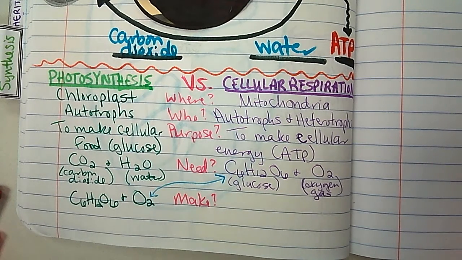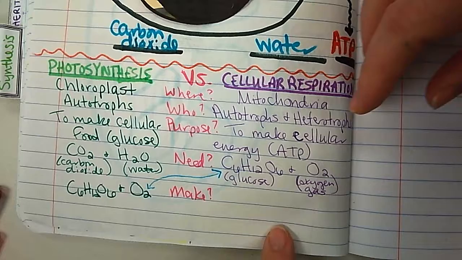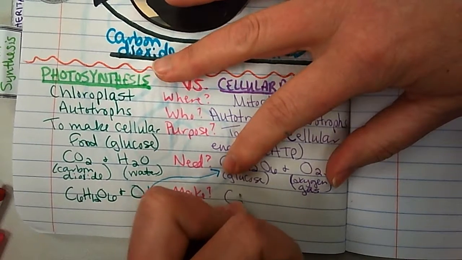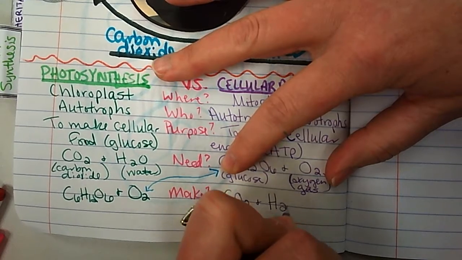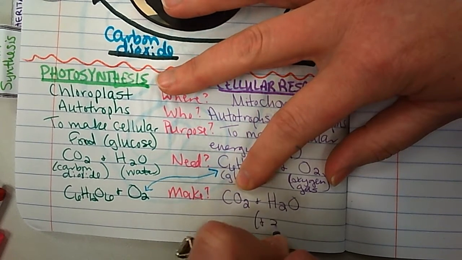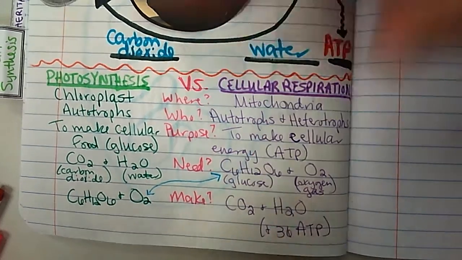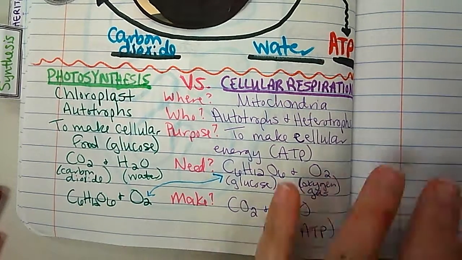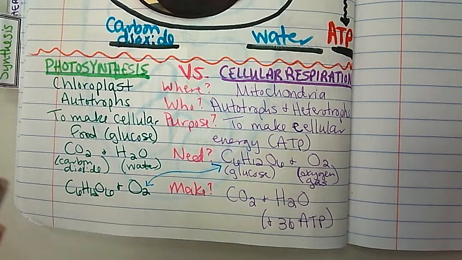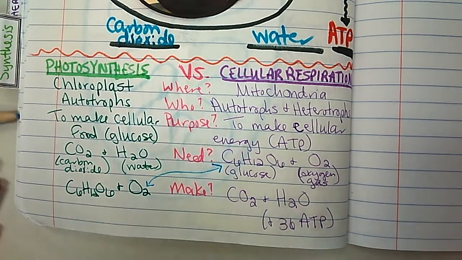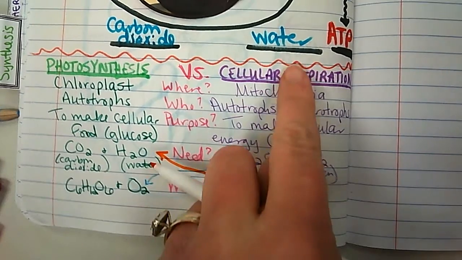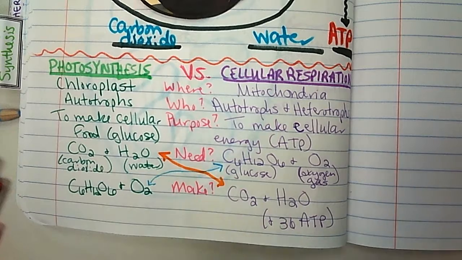And then, what does cellular respiration make? Well, it makes ATP, but it gives off carbon dioxide and water, and we'll put 36 ATP because that's the point, but it's not one of those elemental products. And carbon dioxide and water are together right here. Cellular respiration makes what photosynthesis needs.